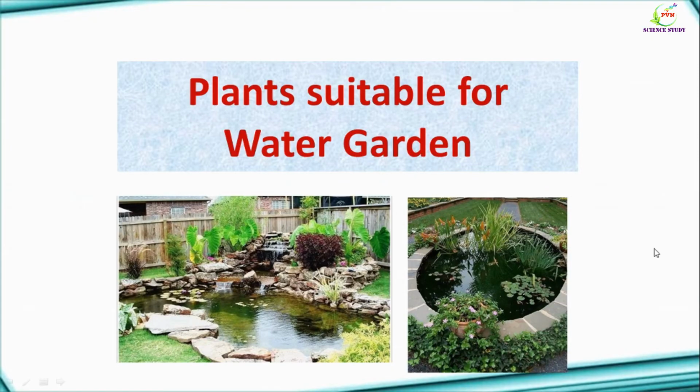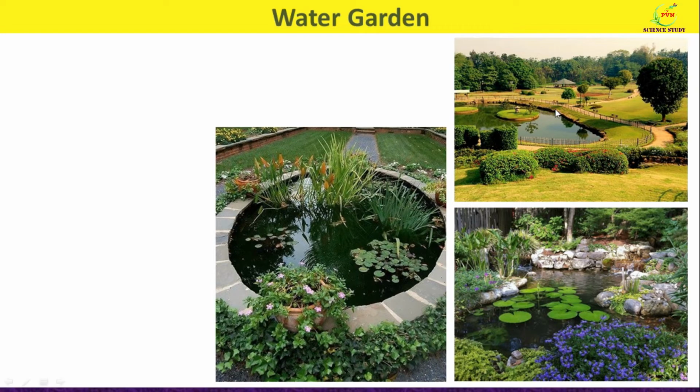Hello dear friends, in today's video we will study plants suitable for water garden. Here you can see some beautiful photographs of water garden. Most of the gardens have water garden in their setting. It is a very beautiful part of the garden. A large area is not required for the water garden. But the plants which are grown in water garden require sufficient sunlight, shallow water and suitable compost or nutrients.